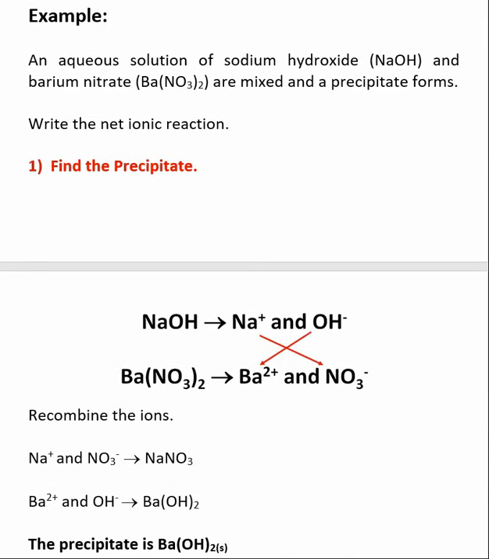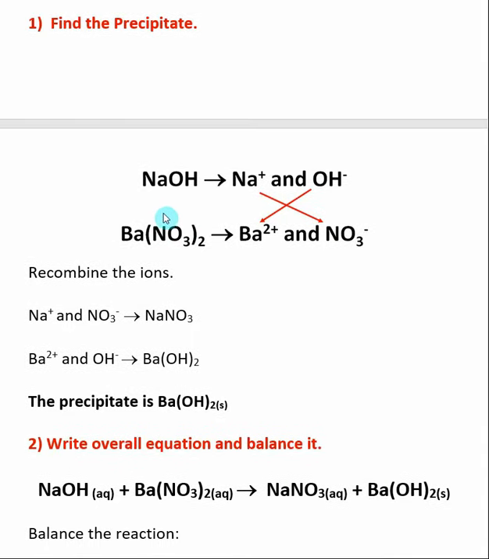So here's an example. We have two aqueous solutions of sodium hydroxide and barium nitrate. These are mixed and a precipitate forms, and we want to know what the net ionic reaction is. The first thing that we want to do is find the precipitate. So we look at our two reactants and determine what ionic species they form when they are dissociated. Sodium hydroxide dissociates to make Na plus and OH minus. Barium nitrate dissociates to make barium 2 plus and nitrate.